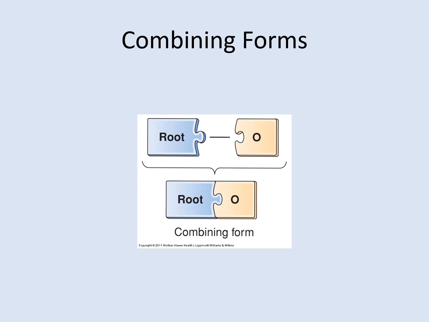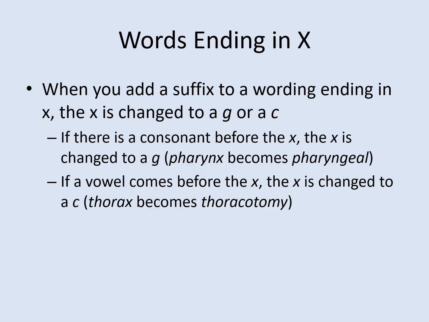So this is an instance of a root being combined with the O in front of a suffix with a lead consonant. If words end in X, you need to add a suffix to a word ending with an X. The X is changed to a G or a C. If there's a consonant before, the X is changed to a G.